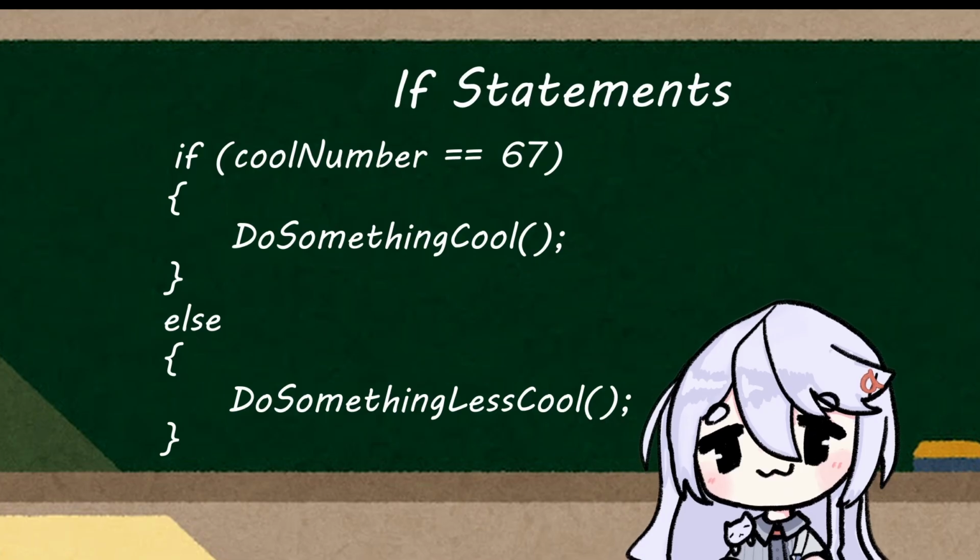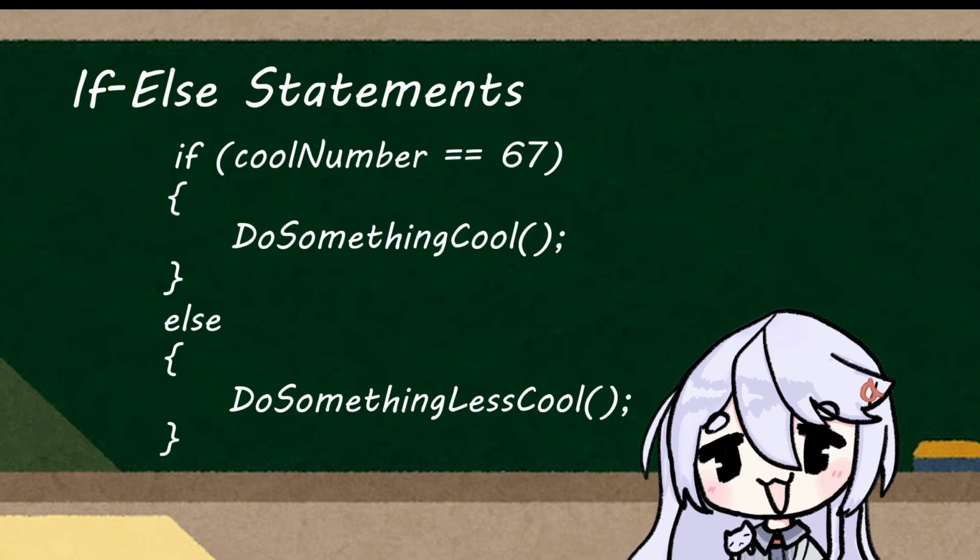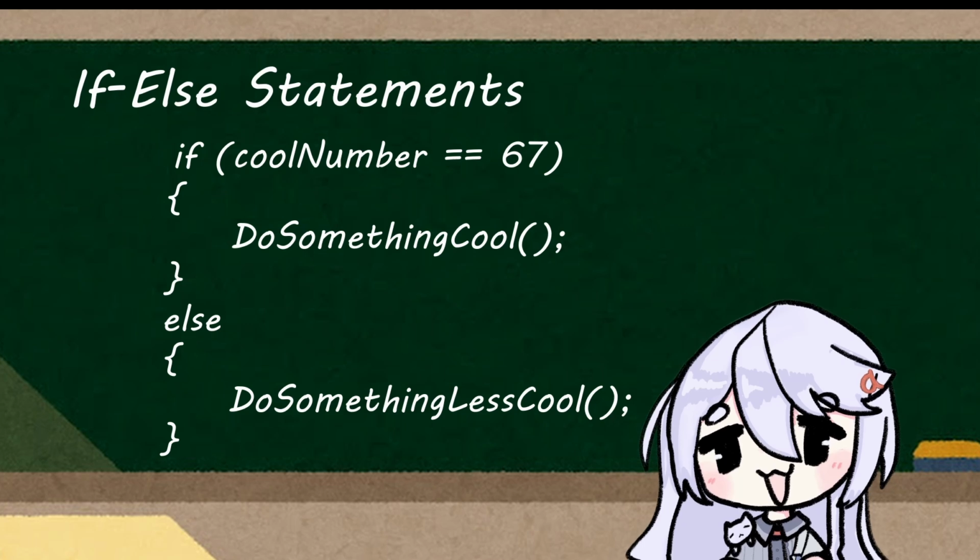This is called an if-else statement. If the cool number is equal to 67, it will do something cool. Otherwise, it'll do something less cool.